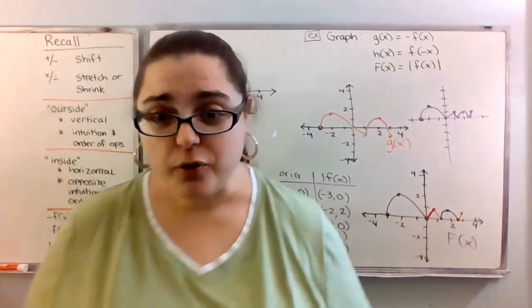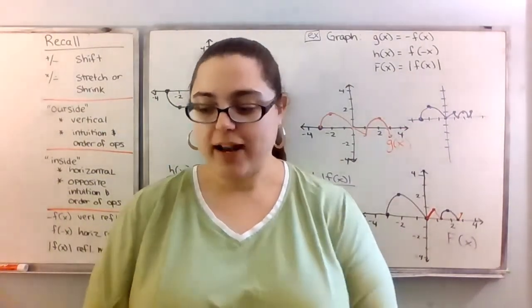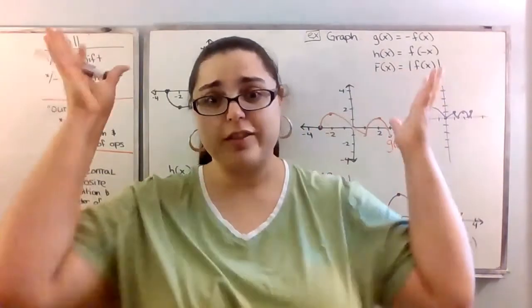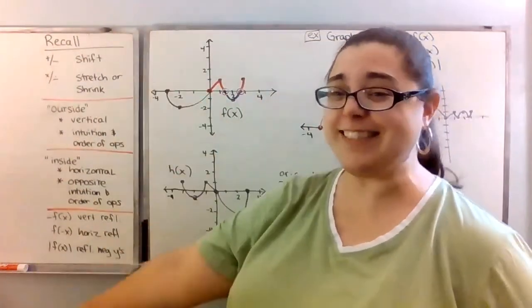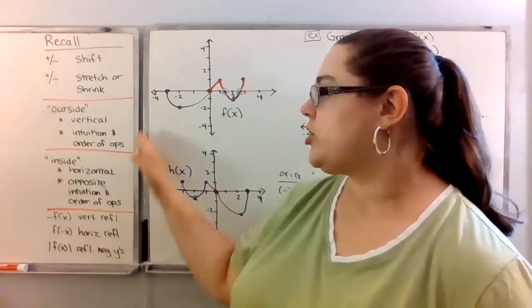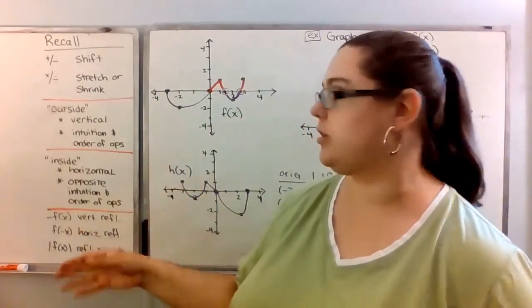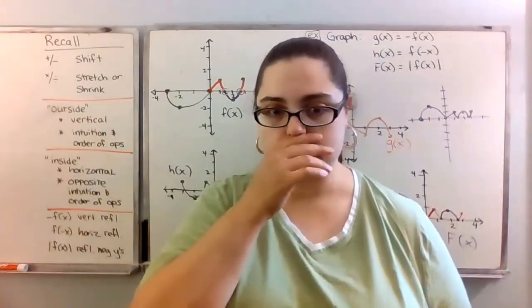So that's going to be it for this video on reflections. In our next video, we're going to wrap up transformations by combining all the things. So I'm going to keep this list here so I don't have to rewrite it. We will be talking about shifting and stretching or shrinking and reflecting, all in combination with horizontal and vertical changes. So it's all going to be happening at once.